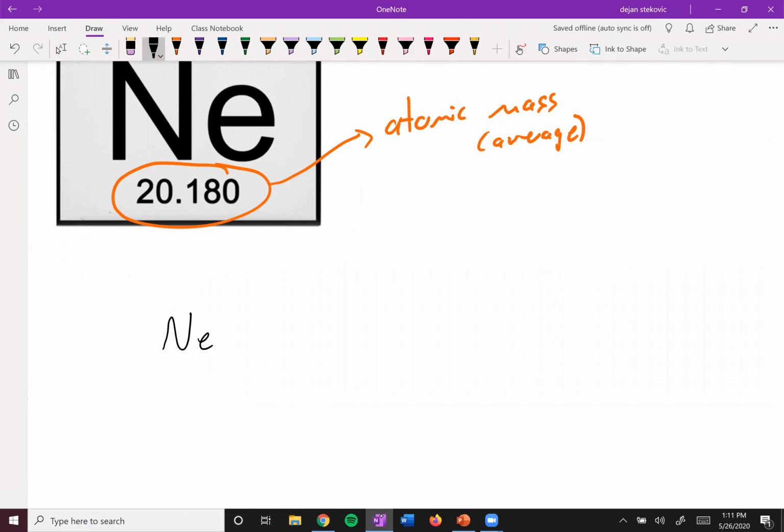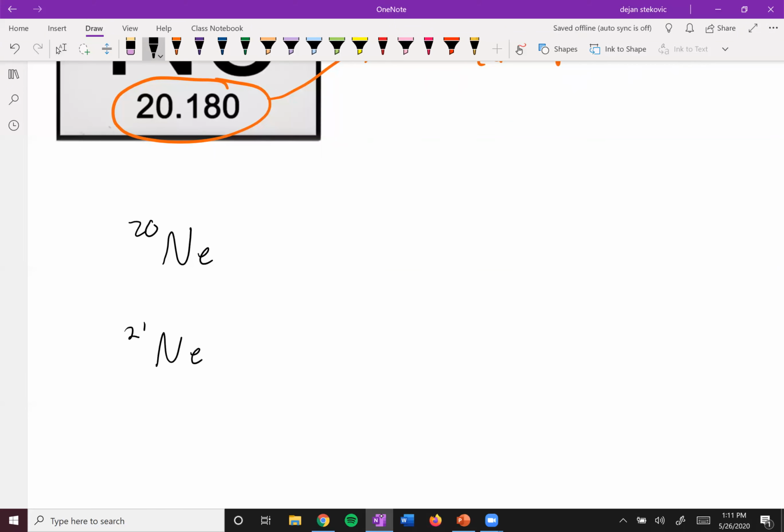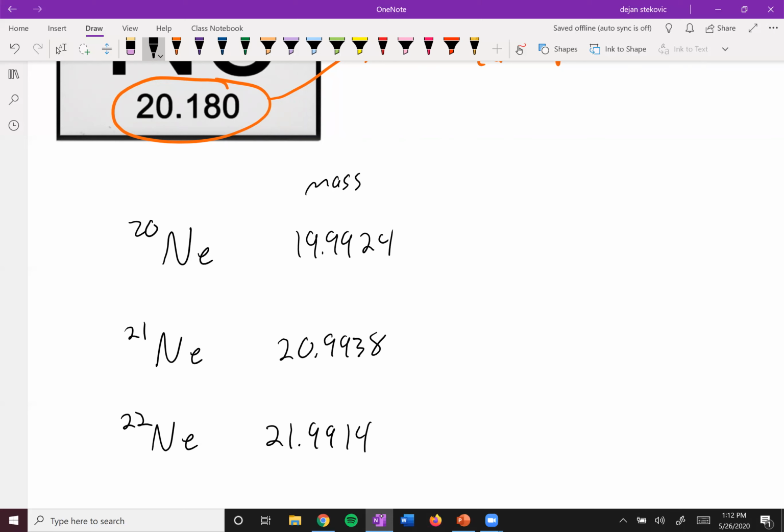And so let's take a look at that in the case of neon. So the three main isotopes are neon 20, neon 21, and then neon 22. We can take a look at their masses. Remember, our protons and neutrons don't weigh exactly 1 AMU, so these numbers aren't nice and round. But neon 20 weighs 19.9924, neon 21, 20.9938, and then neon 22, 21.9914, right?